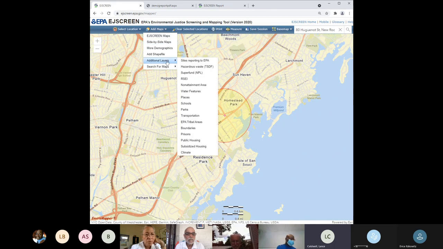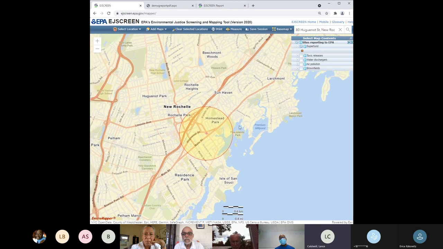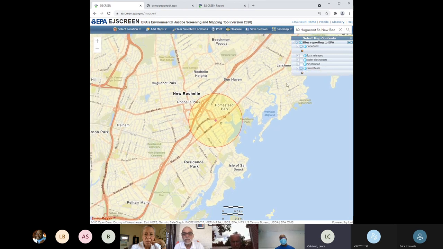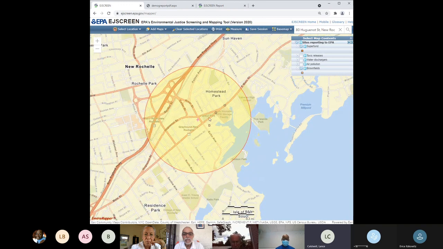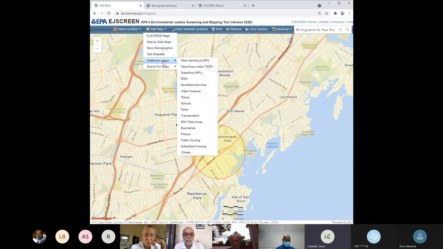Some of the layers that you can add are sites reporting to EPA, and that includes Superfund sites, that includes brownfields. It's taking a little bit to load up. Water discharge, toxic releases. And let's say we want to look at Superfund. I've got it selected. I don't see any on the map. It's either taking a while to load or there's really none around, which is a very good thing. We're going to look at brownfield sites. We have 3 here within the area. Other layers, you have hazardous waste. You can look at schools.